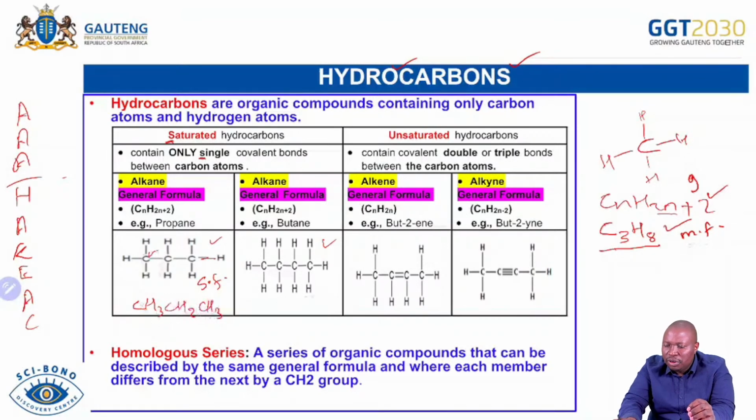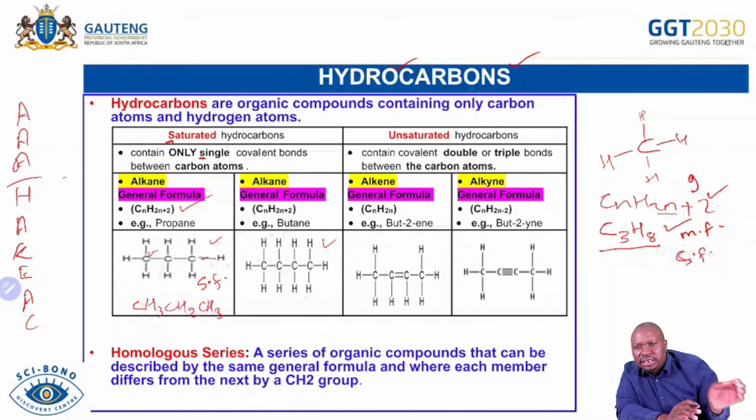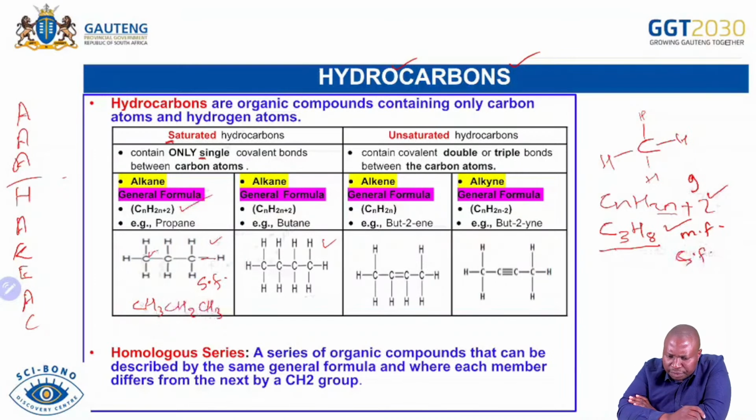So it means in terms of formulas, you can know those 4 formulas that we talked about. The first one being the general formula. For alkanes, we said it's CnH2n+2, followed by the molecular formula, followed by the structural formula, and the condensed structural formula. Now, when it comes to unsaturated hydrocarbons, we're saying they contain covalent double or triple bonds.